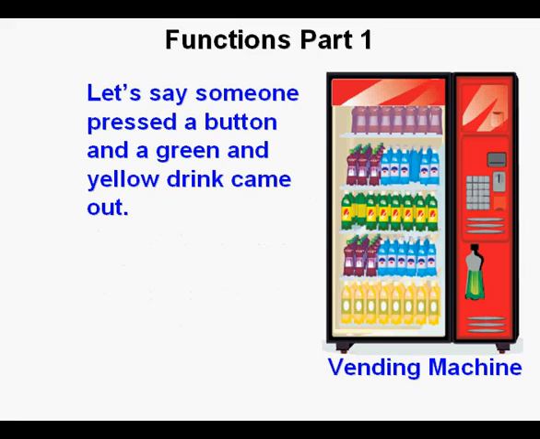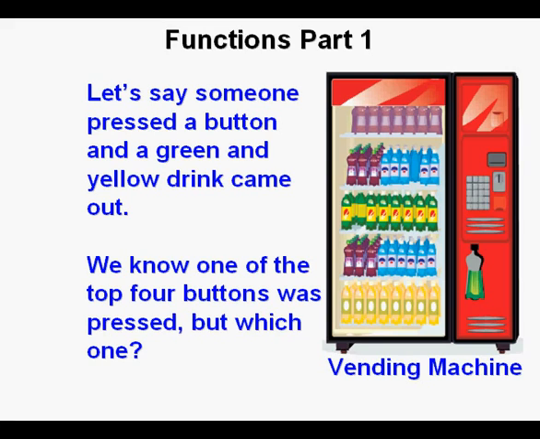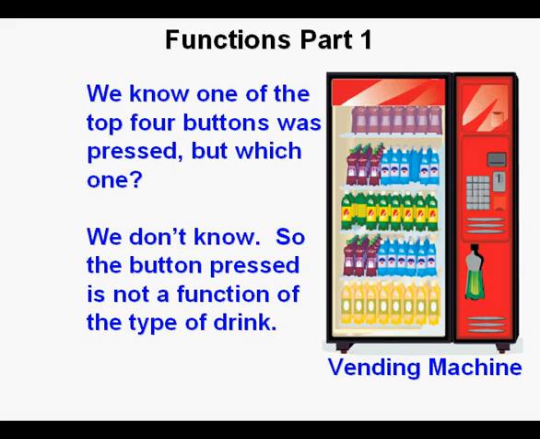Let's change this up a little bit. Let's say that someone pressed a button and a green and yellow bottle came out. We know that one of the top 4 buttons was pressed, but which one of them? Since we don't know which button was pressed, we cannot say that which button was pressed is a function of getting a green and yellow drink. So the button being pressed is not a function of the type of drink that is produced from the machine.